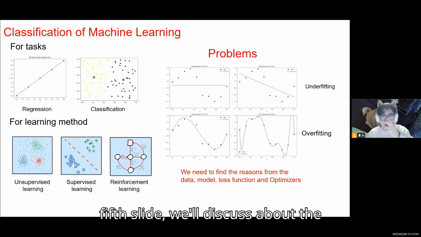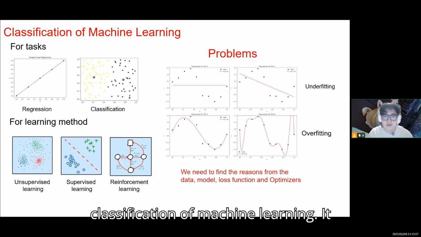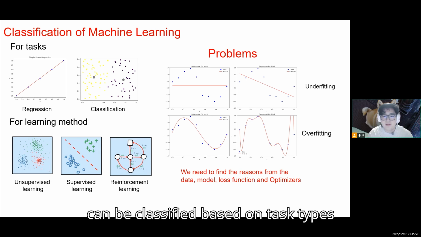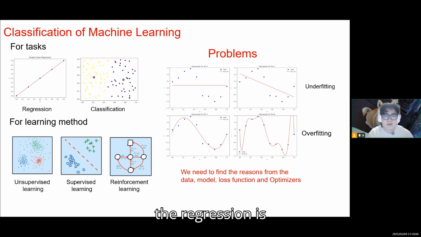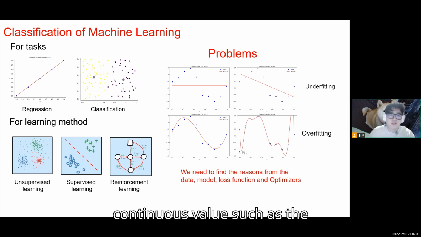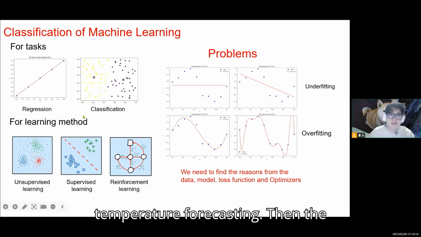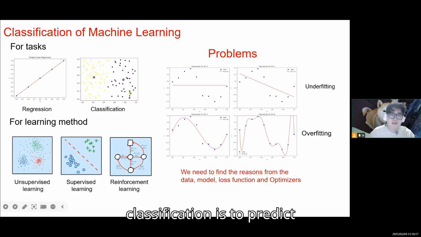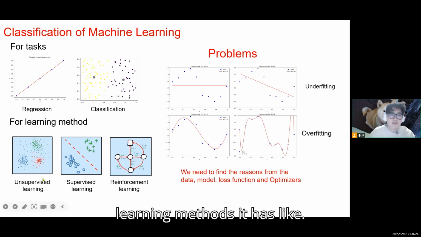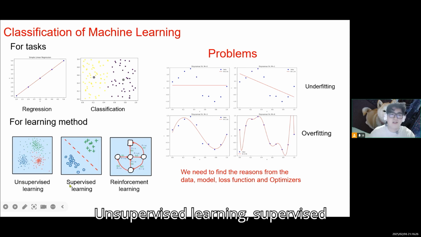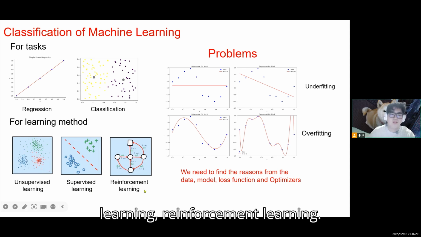On the fifth slide, we'll discuss the classification of machine learning. It can be classified based on task types and learning methods. By the task type, regression is to predict continuous values, such as temperature forecasting. Then classification is to predict discrete categories, such as classifying the clouds and leads. For the learning methods, there are unsupervised learning, supervised learning, and reinforcement learning.